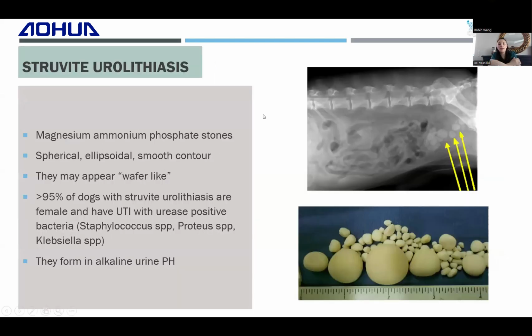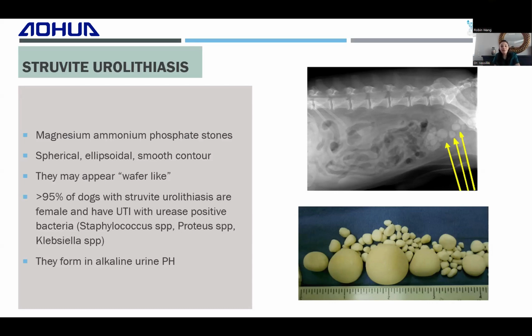And what about struvite? How do we manage them now, both medically and on a second layer endoscopically? So in struvite urolithiasis, these are magnesium ammonium phosphate stones. You can see them. They're very radiolucent. They're very smooth. Spherical, ellipsoidal, or a very smooth contour. They may appear wafer-like sometimes, but this is very uncommon.